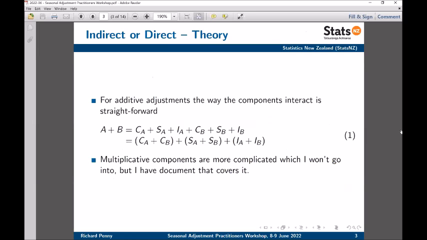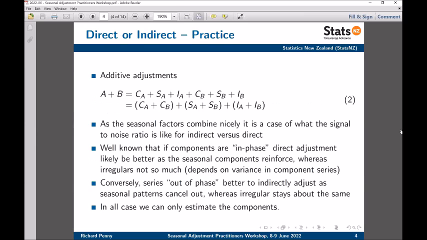Now, I'll just do a little bit of theory here. If it's additive adjustments, you can see the way the components combine, so I've broken A out into its 3 components, B into its 3 components, so you can see they combine quite nicely. I stress that you're actually estimating all of these components, so it doesn't necessarily mean that SA plus SB is going to equal the result if you do it separately. Multiplicative components are more complicated, so I won't go into it, but I have a document that covers it.